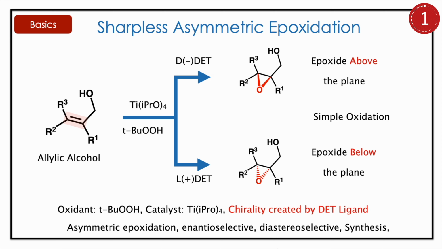Here the role of the reagents: the oxidant is the peroxide, and the catalyst is titanium isopropoxide. The chirality of the reaction is created by the reagent DET, which acts as a ligand. The whole reaction is sometimes called asymmetric epoxidation, enantioselective synthesis or diastereoselective synthesis. It's a very important one. Learn the basics.